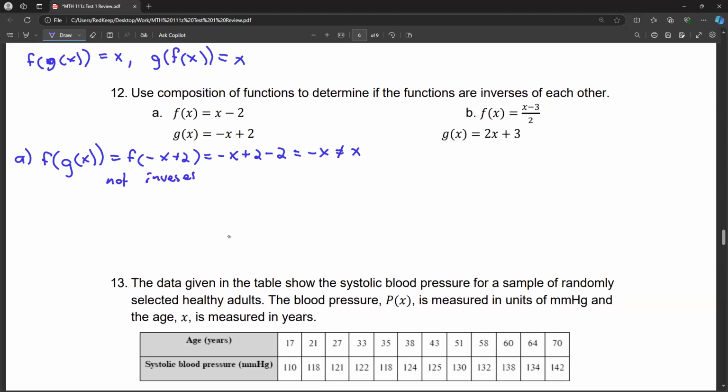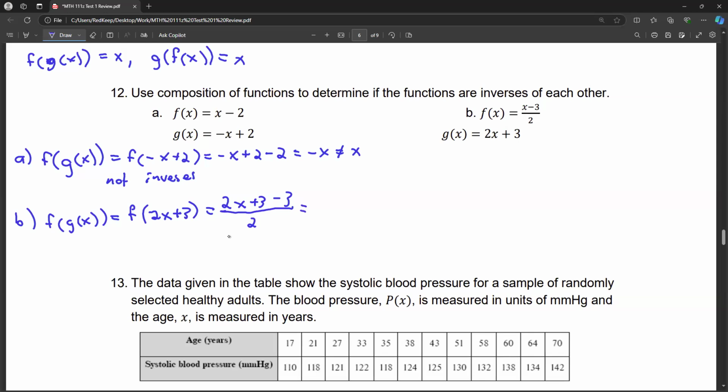Okay. So now we can move on to part B. Part B is giving us new functions, f and g. And we're going to go ahead and just verify, right? f of g of x, see what this is equal to. So g is equal to 2x plus 3. And if I plug that expression into the f function, wherever there's an x, I get 2x plus 3 minus 3 in the top of this fraction, and then divided by 2 in the bottom.